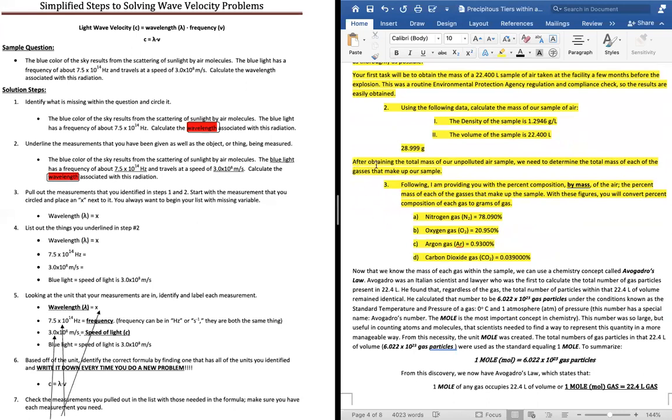After obtaining the total mass of our unpolluted air sample, so that's this, there's our total mass of the unpolluted air sample, we need to determine the total mass of each of the gases that make up our sample. So question number 3. Following, I'm providing you with the percent composition by mass of the air sample that we collected. So the percent mass of each of the gases that make up the sample. With these figures, you'll convert percent composition of each gas to grams of gas.